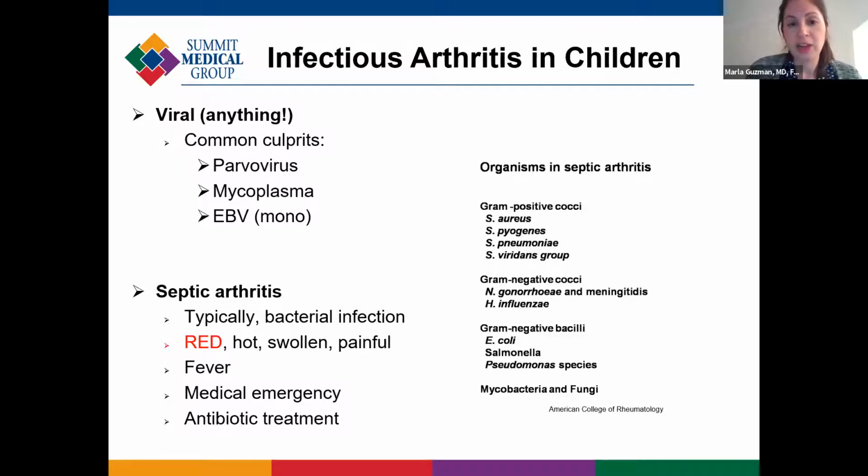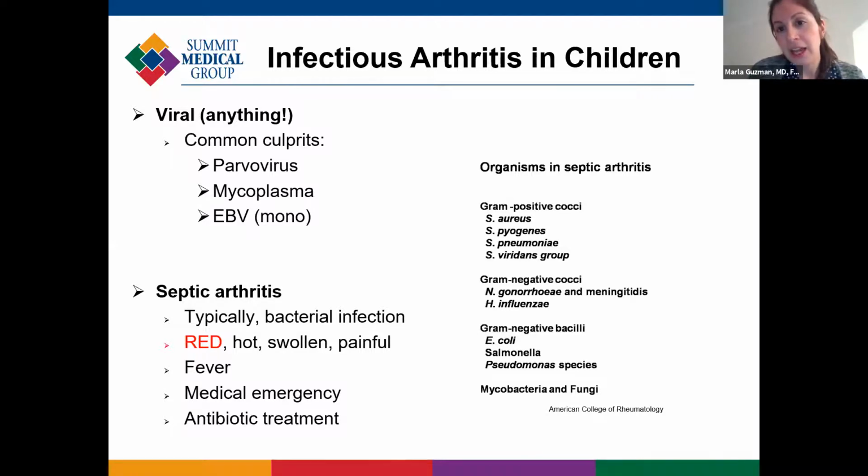So the joint is red, very, very tender, hot. It's not warm, but hot, and swollen. Often the children will have a fever. This is a medical emergency that requires antibiotic treatment, whether oral antibiotics or IV antibiotics. If a child has these symptoms, they should be seen by a healthcare professional on the sooner side.